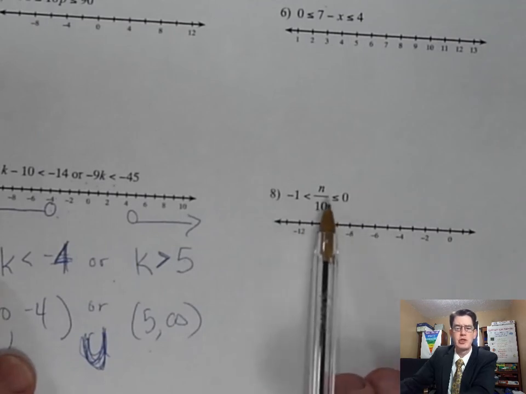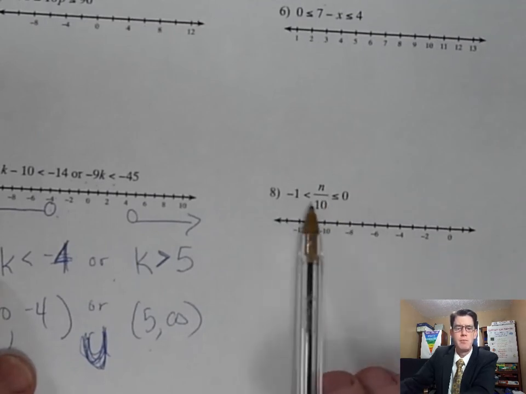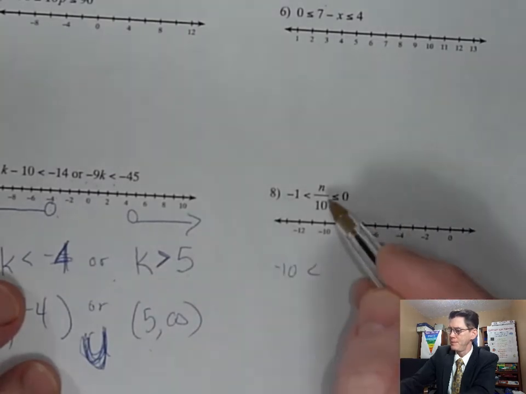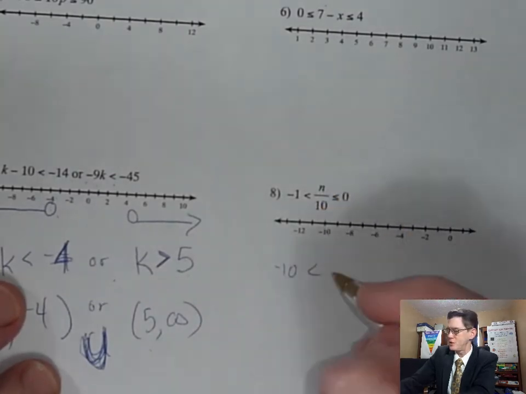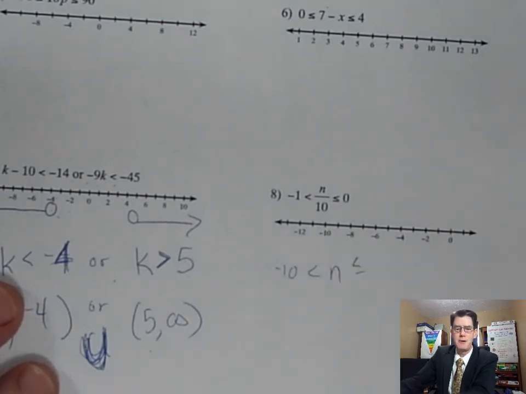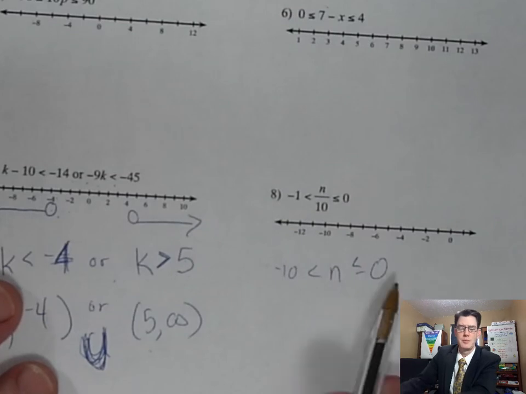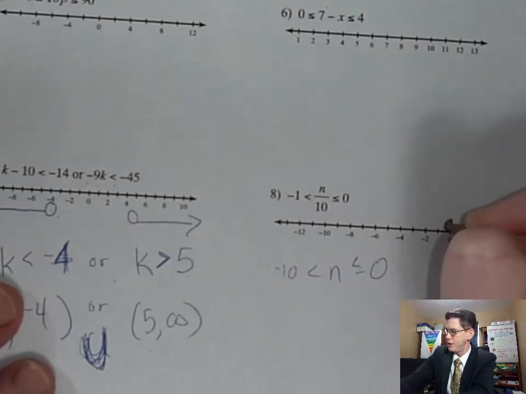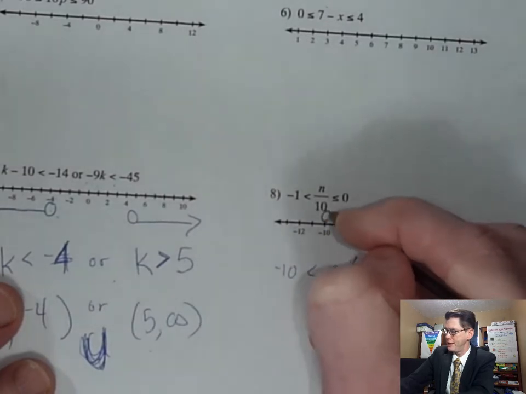If you wanted to solve this one, just multiply all of these by 10. -1 times 10. This times 10. The 10s and 10s go to 1, so it's just plain old n. And 0 times 10, still 0. And then you just map that out the same way. All the numbers between 0 inclusive and -10 not inclusive.